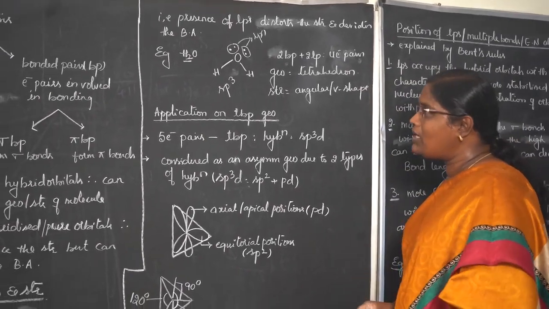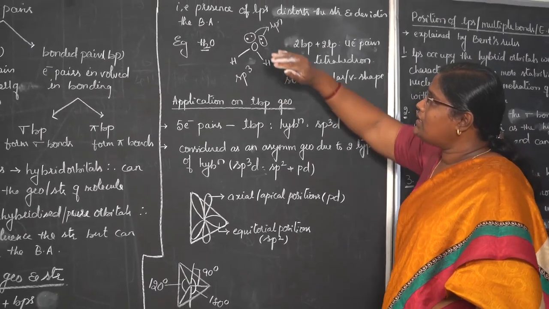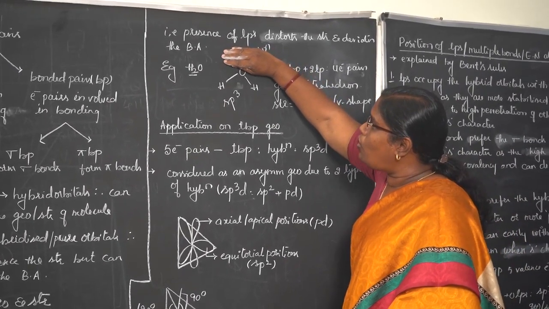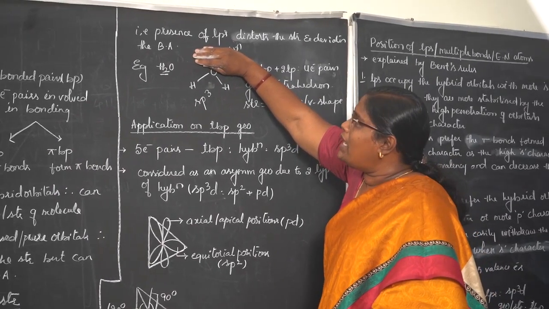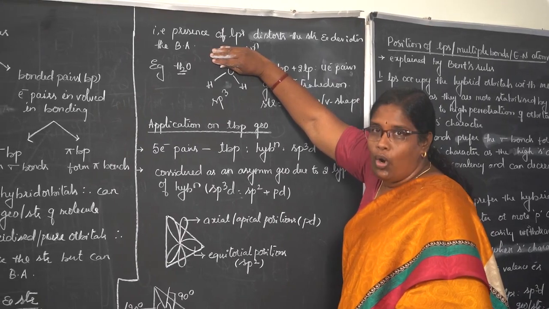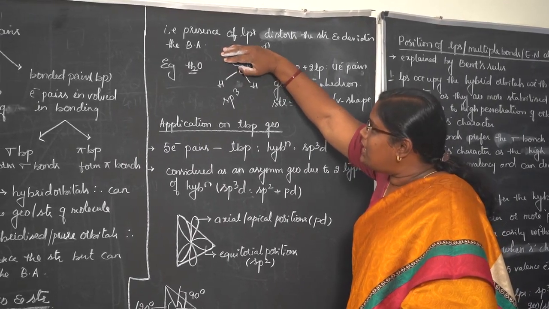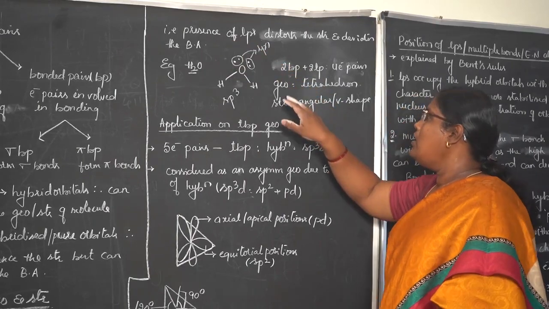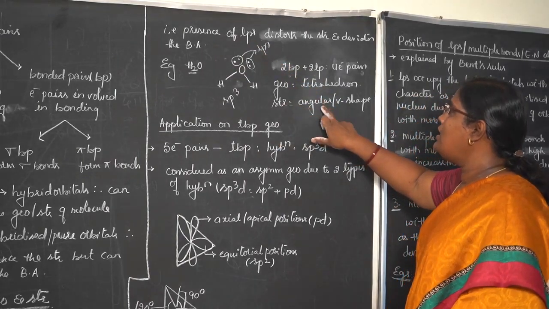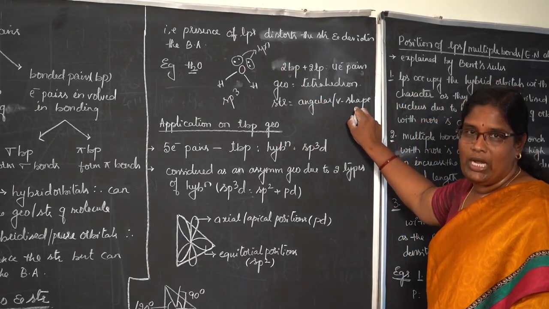But what is the structure of the molecule? Structure includes only the bonded pairs. Therefore, when we neglect these lone pairs, it appears like an angular molecule. So the structure of the molecule is angular or V-shaped.